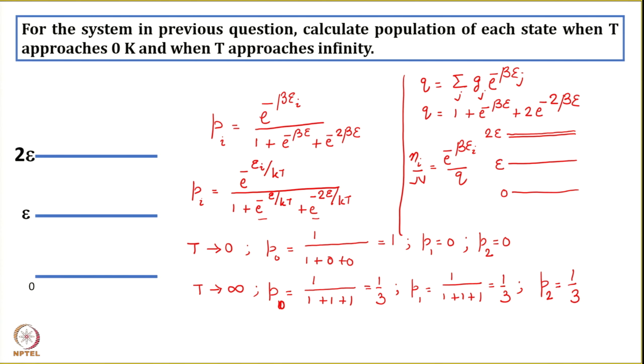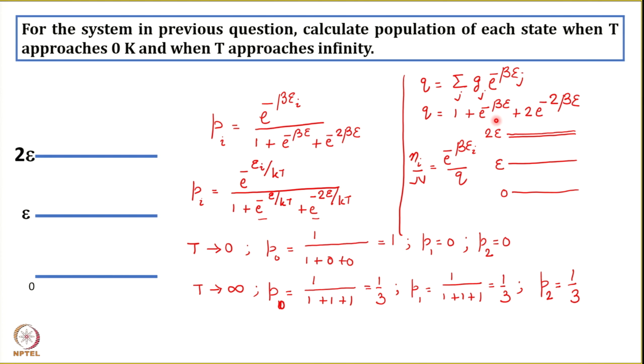Now you see, in this case, when the temperature approaches infinity, all these terms, exponential minus e upon kT, contribute 1. This factor is also going to contribute 1. That means the denominator is going to be 1 plus 1 plus 2, that is 4.